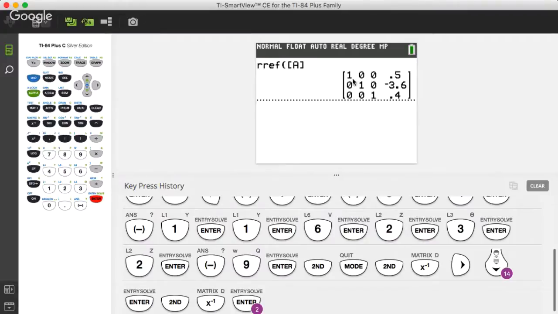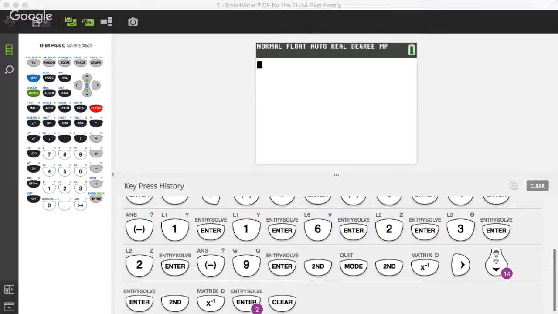So what we have now is this. If we read it across, the 3 equations are x plus 0y plus 0z equals 0.5, or rather, x is equal to 0.5. Now the next one, because it's in the second column, is y. Therefore, y is equal to negative 3.6. And then finally, z is equal to 0.4. And that's how we would write it there.